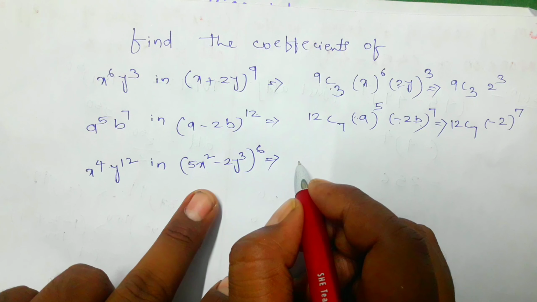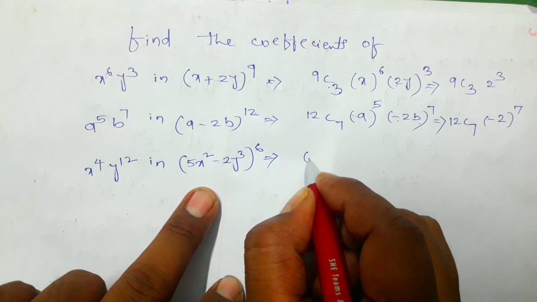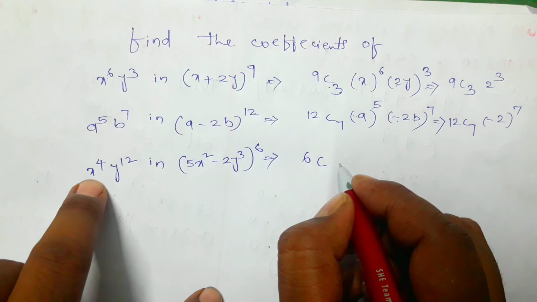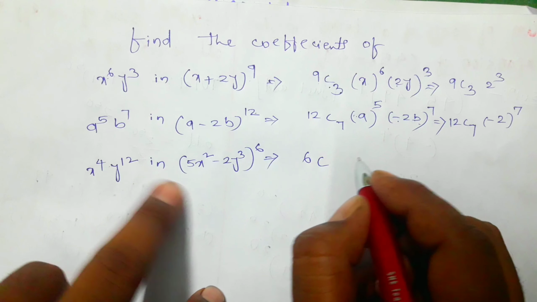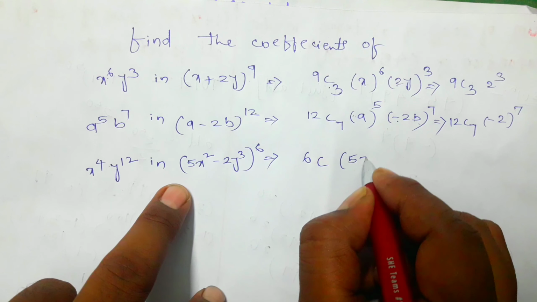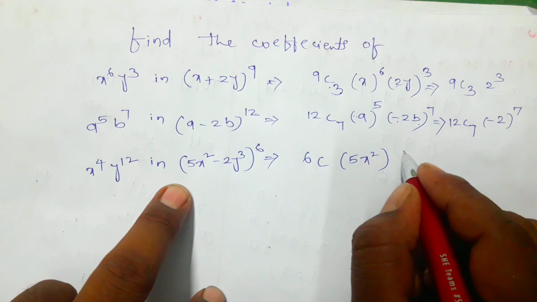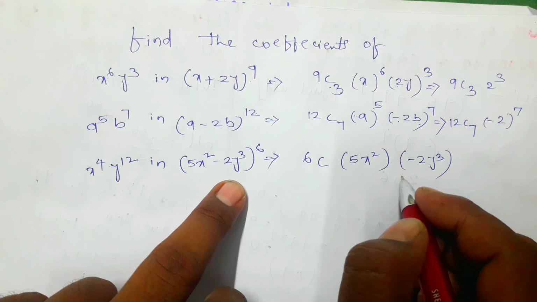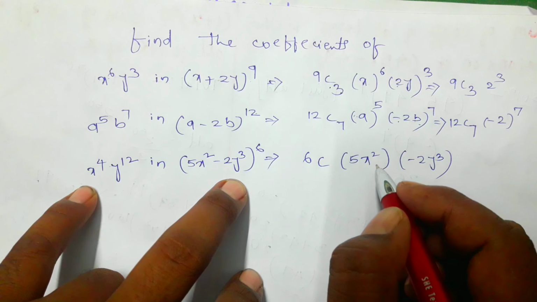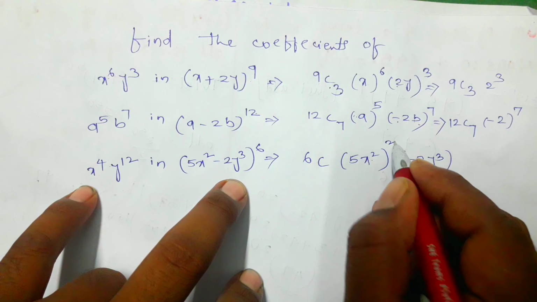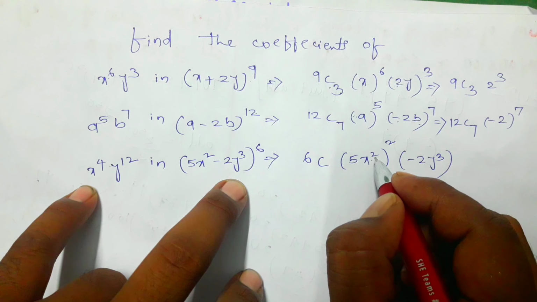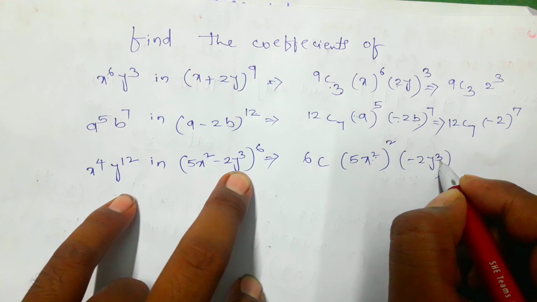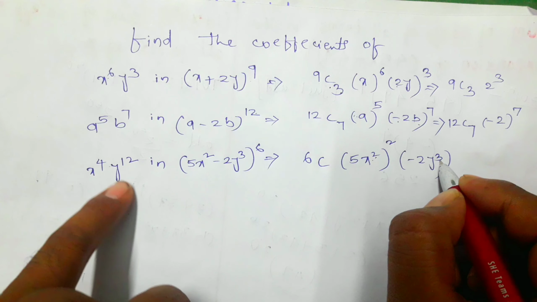See this one. This is a somewhat different problem. 6c. Here what we require? The coefficient of x power 4 y power 12. First write the terms here. 5x square and the second one is minus 2y cube. These are the two terms. What we require? x to the power of 4, but already we have x square, so write here 2. 2 times 2, it becomes x power 4. Similarly here we have y cube, but actually what we require? y to the power of 12.